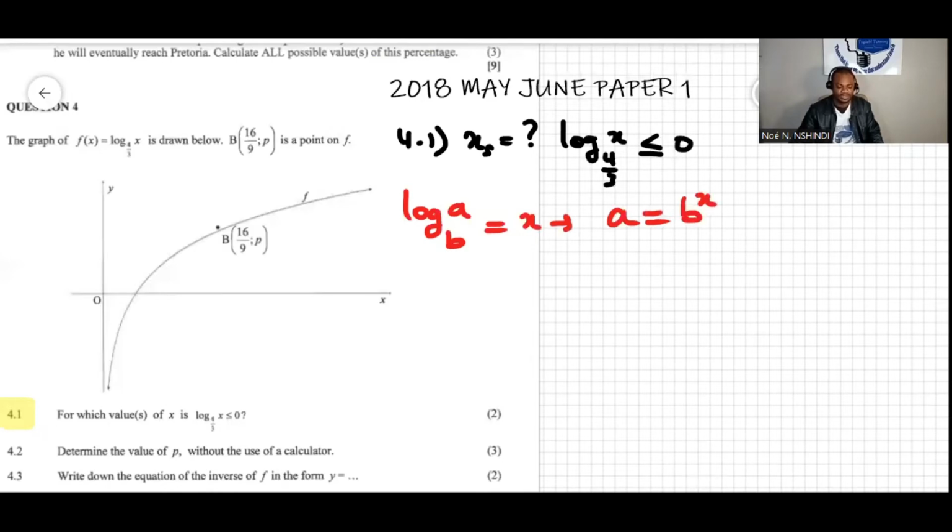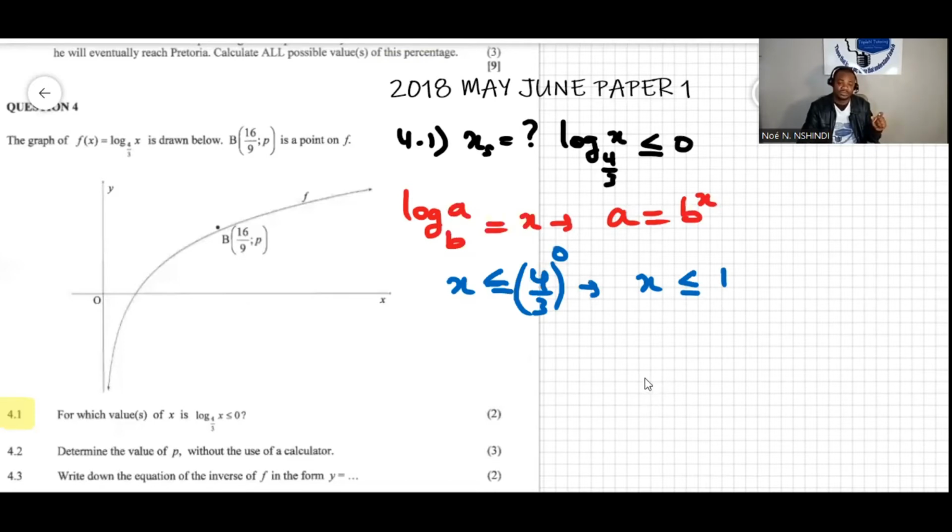So in this situation, it simply means that x must be lesser than or equal to 4/3 to the power of 0, from the formula. And that means that x is lesser than or equal to 1, because everything raised to the power of 0 is just 1. But we need to be careful here. It's not complete yet, because if I say x is lesser than 1, it can be 0.97, it can be 0, it can be -1, it can be -2.